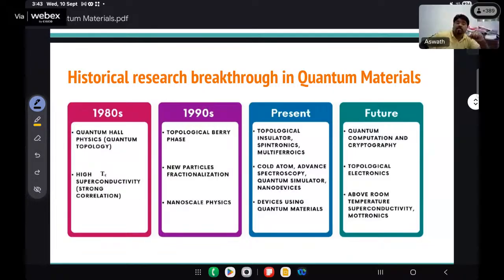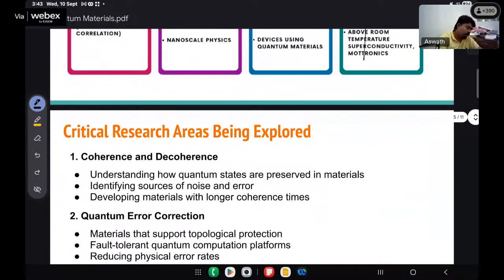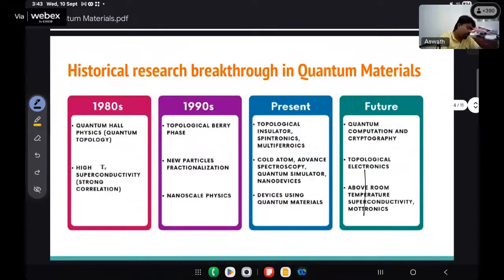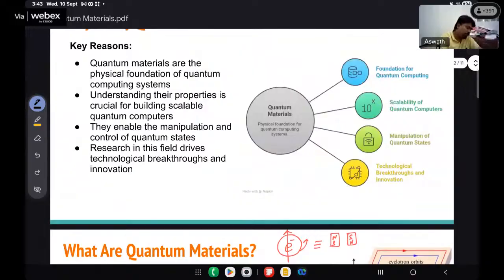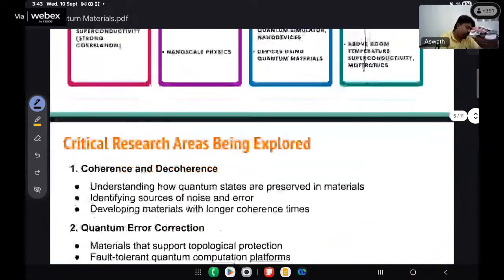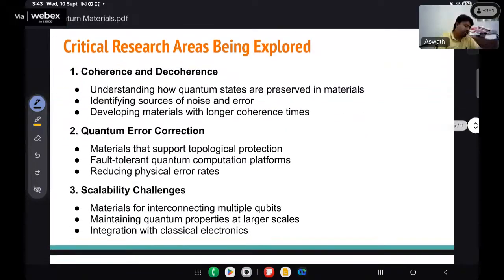Okay, so this is the survey of the research with respect to quantum materials. Let me go to the next slide. Are we going in the right way? Yes. So the next one is the critical research areas being explored.